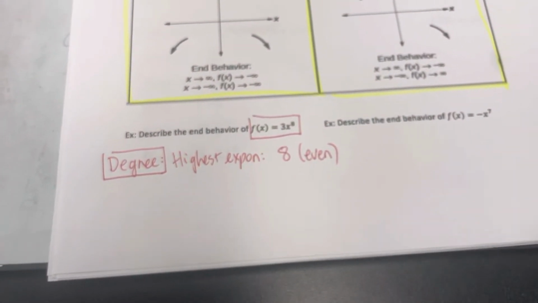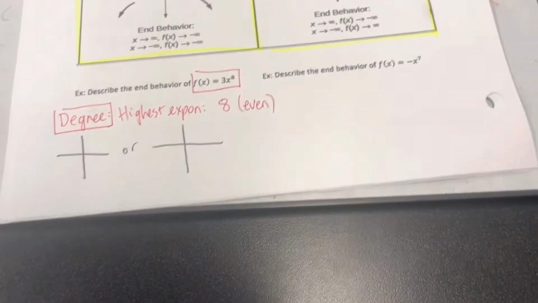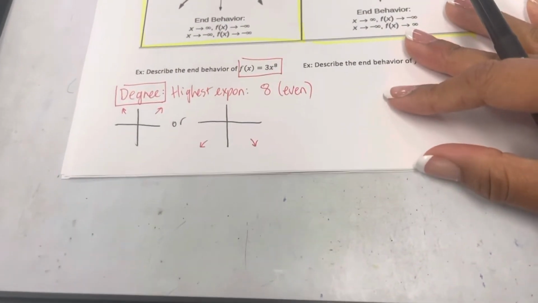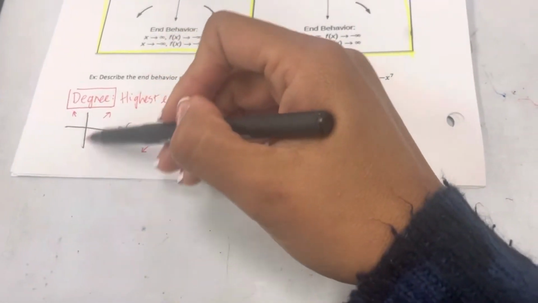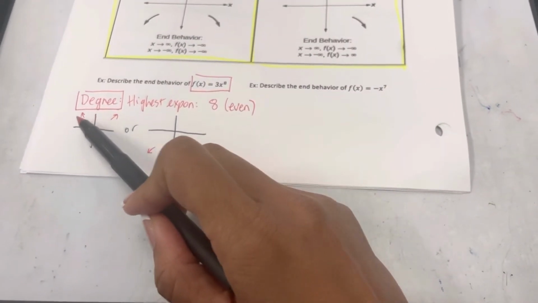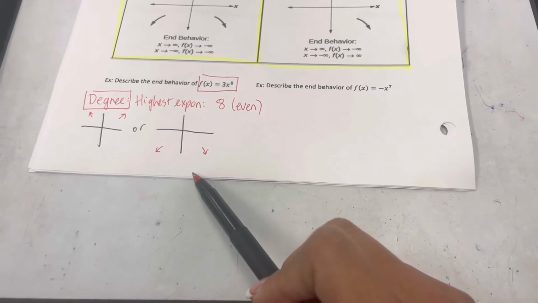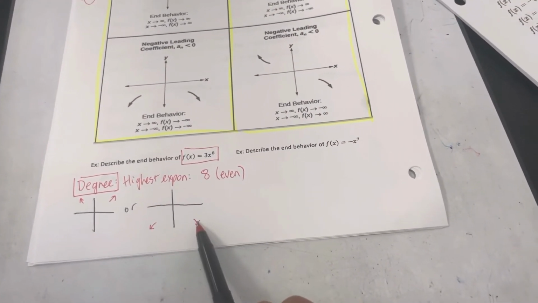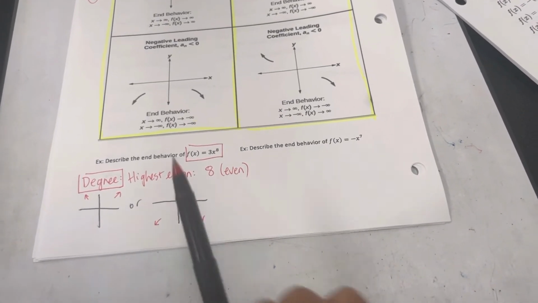So in this problem, I know that based on it being a degree of 8, it's an even degree. Either it's going to be both pointing upwards or both pointing downwards in terms of their end behavior. In the middle of the graph, I don't know what it looks like, but I just know that the end behavior is going to look like that. Is everyone okay with that? So the question is, which one is it? How do you know which one it is? You look at the leading coefficient.